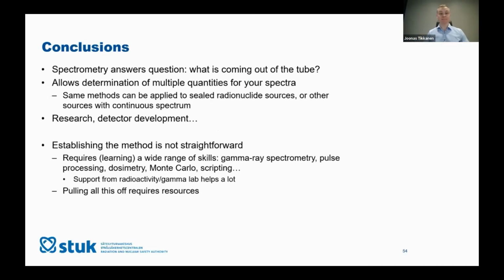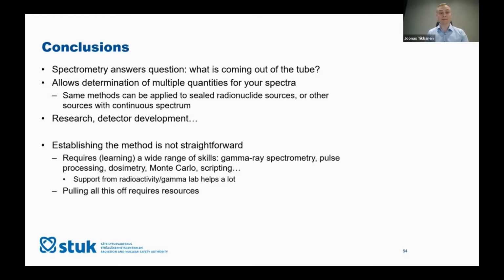So, as a conclusion, spectrometry, in essence, answers the question: what is coming out of the X-ray tube? It allows determination of multiple quantities, and you can also use it for research and detector development purposes, for example. There are a lot of different applications. But the problem here is that establishing the method is not straightforward. In the end, you need to do and learn quite a lot of different things: gamma ray spectrometry, pulse processing, dosimetry, Monte Carlo scripting, and so on.